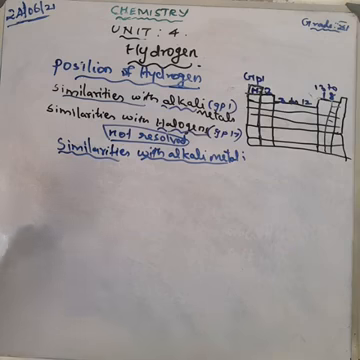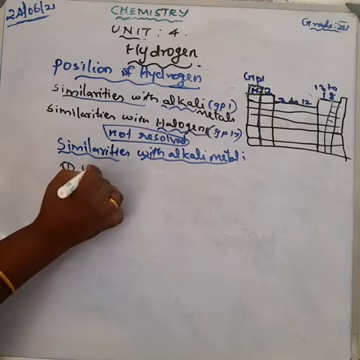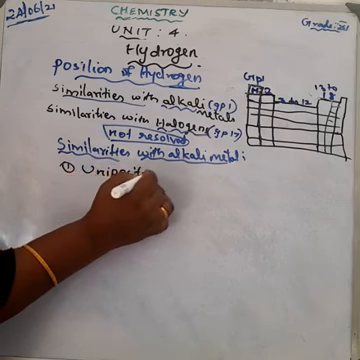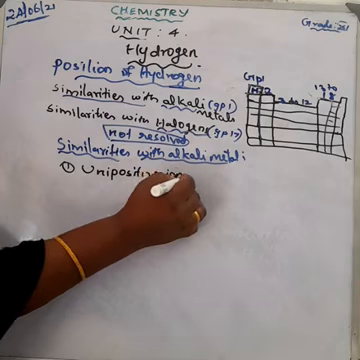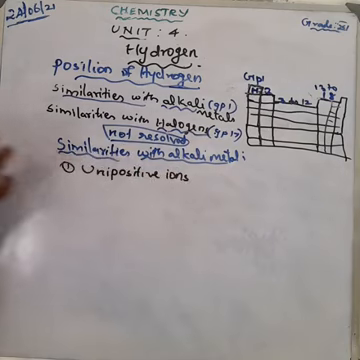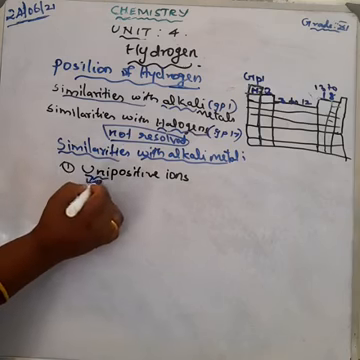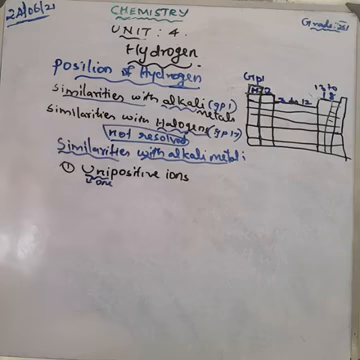What are the properties? First, it forms a unipositive ion like alkali metals. What do you mean by unipositive? Uni means one. One positive character, like alkali metals.